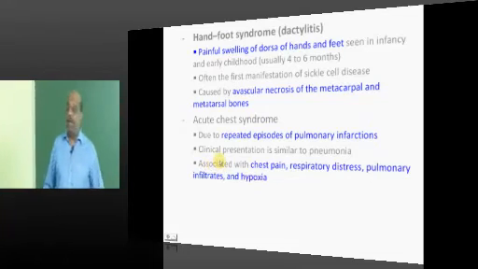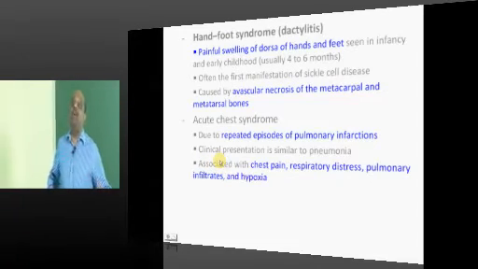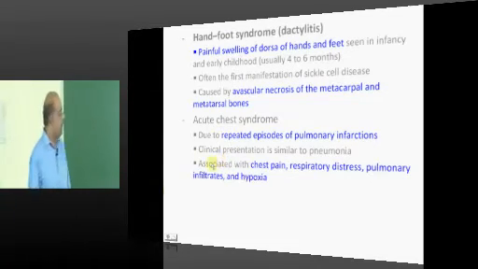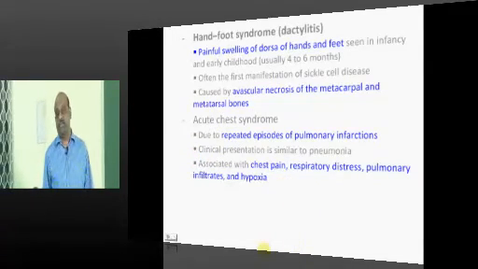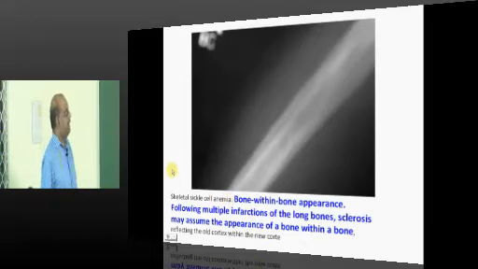Then you can have multiple pulmonary infarctions, which can lead to acute chest syndrome, where they will have chest pain, respiratory distress, etcetera.